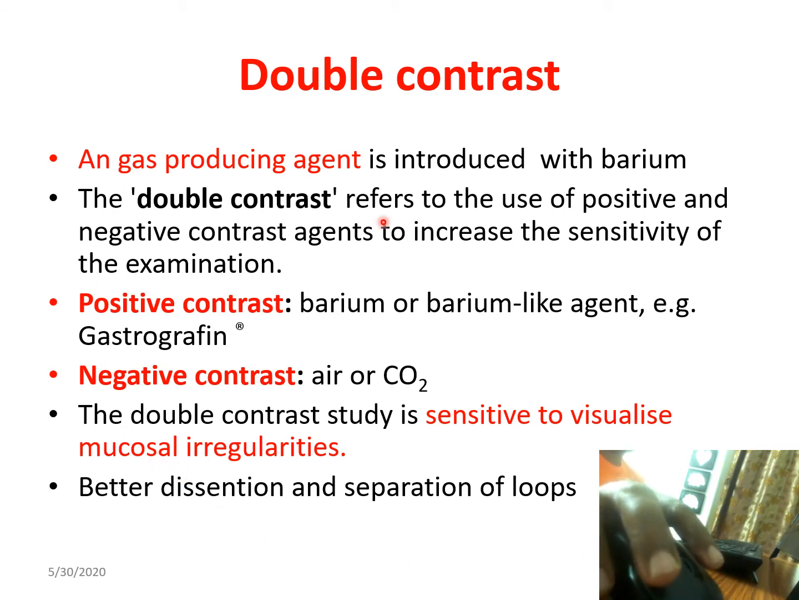Another thing is called double contrast barium examination. In double contrast, apart from the barium, a gas-producing agent is introduced with the barium. So there are two contrasts: positive contrast and negative contrast. Positive contrast is barium or a barium-like agent like Gastrografin. Negative contrast is air or carbon dioxide. The double contrast study is more sensitive for visualizing mucosal irregularities, and you can see better distension and separation of loops.